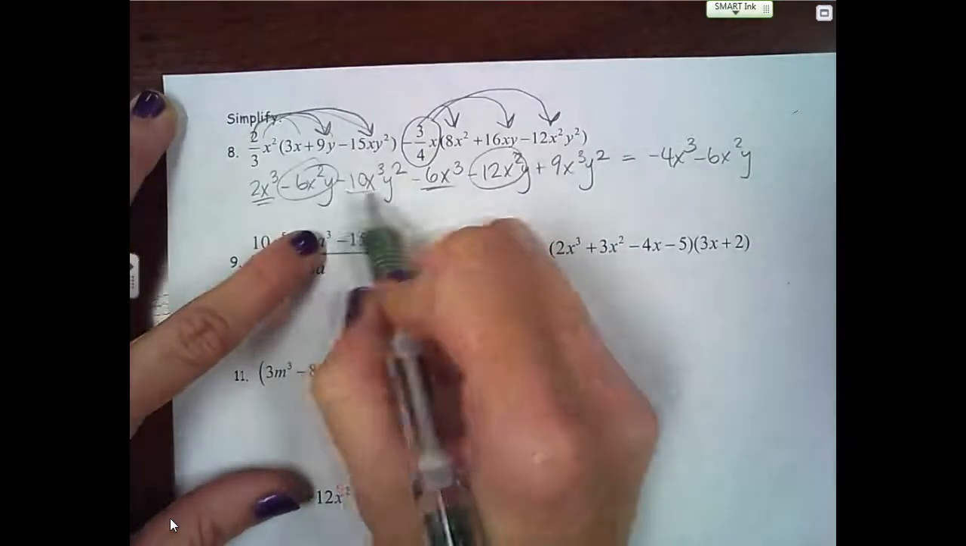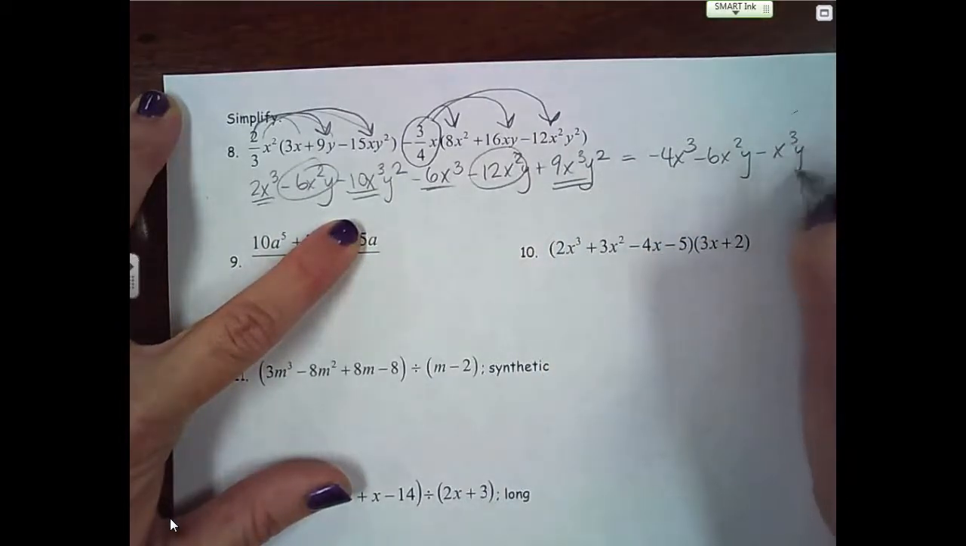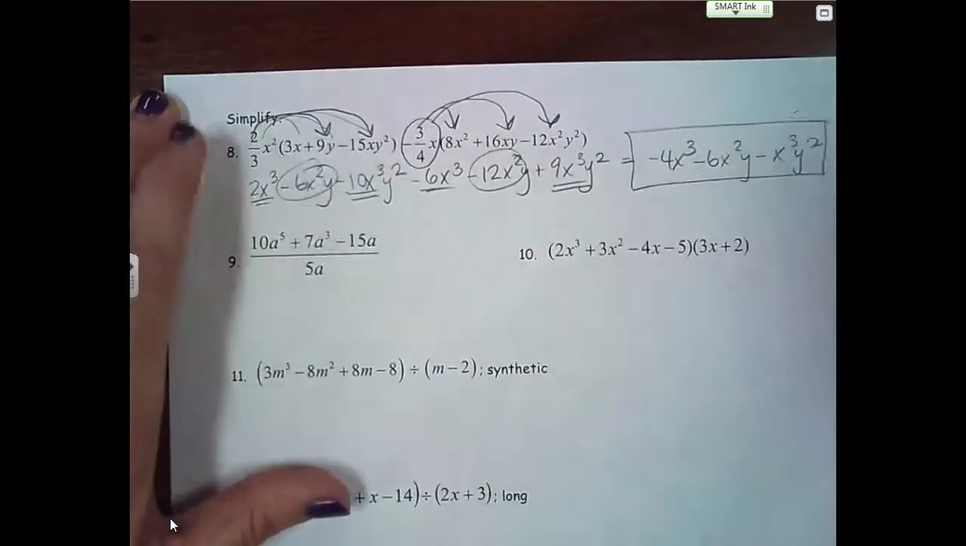And lastly, your x cubed y squareds, giving you negative x cubed y squared. And then you box your simplified answer.